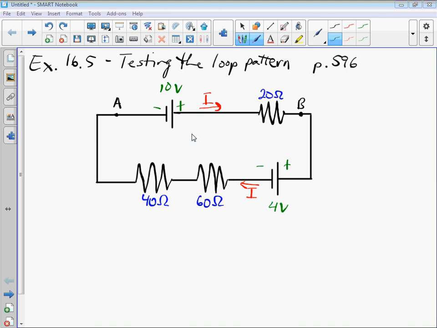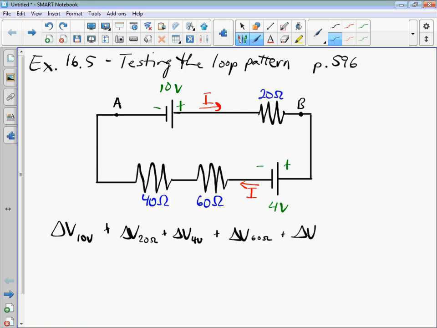If we go clockwise from A, we've got the change in voltage of the 10-volt battery plus the change in voltage of the 20 ohm resistor plus the change in voltage of the 4-volt battery plus the change in voltage of the 60 ohm resistor plus the change in voltage of the 40 ohm resistor. All those have to be equal to 0.